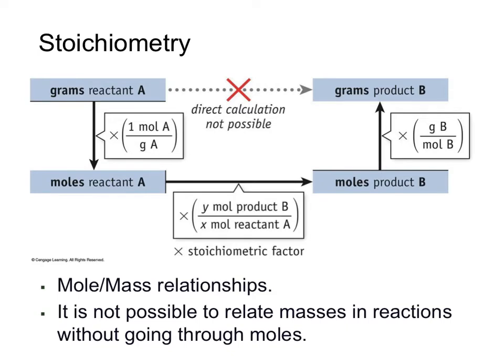Here's another flowchart for us to look at our relationship. In this flowchart, we're given the grams of some reactant, and then we want to know how many grams of product are going to be produced from that. It is not possible for us to go directly from grams to grams. We simply cannot do that. In order to get to grams of our product, we have to first convert over to moles of the reactant using our molar mass. We can then use our molar ratio from our balanced equation to convert over to moles of the product. Then we can use the molar mass of that product to finally calculate the number of grams.